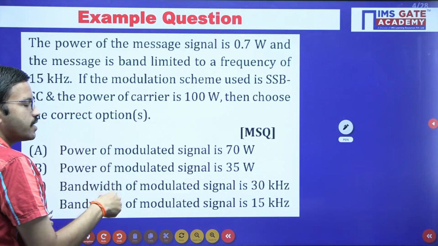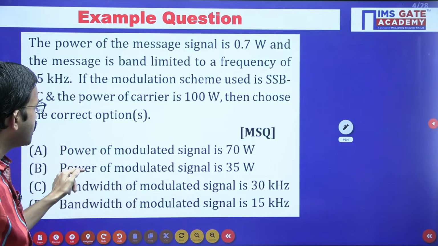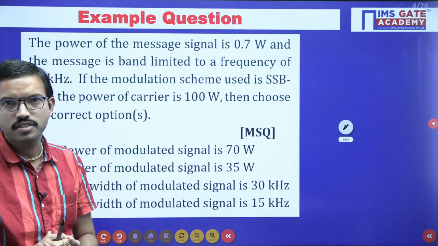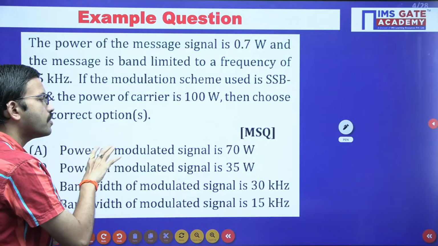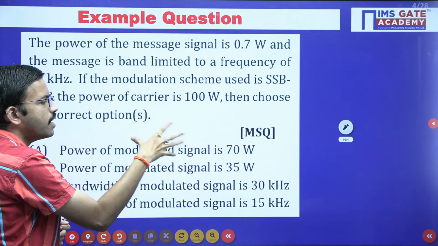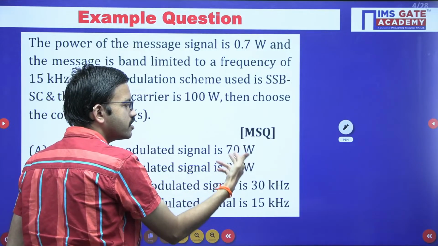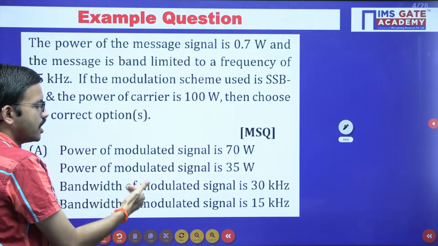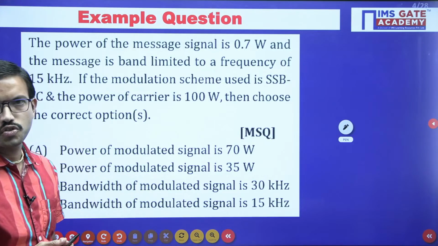Option A and option B are related to the power, whereas option C and option D are related to the bandwidth. Once you calculate the power of the SSB-SC signal, with the help of that you can choose whichever of these 2 is correct. Similarly, when you calculate bandwidth, among these 2 you can choose whichever is correct.